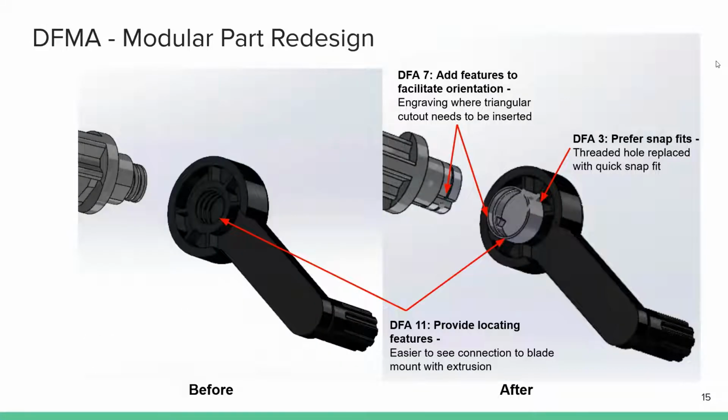Here we show the before and after of our modular part redesign, the crank handle. This redesign uses a snap fit rather than threads, engravings on the extrusion face to facilitate orientation, and improved locating features with the addition of the extruded interface. These improvements reduced the overall assembly time by 3 seconds for this part. This redesign followed Design for Assembly Guidelines 3, 7, and 11.